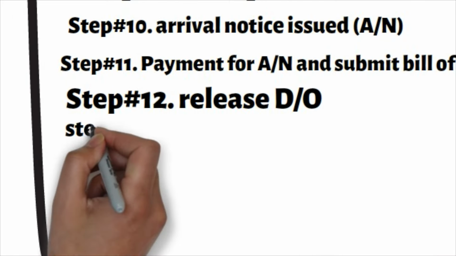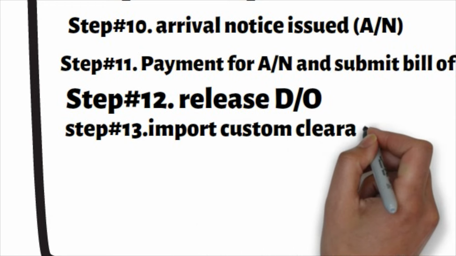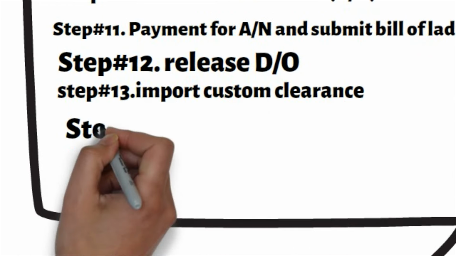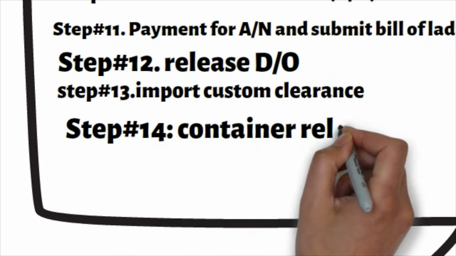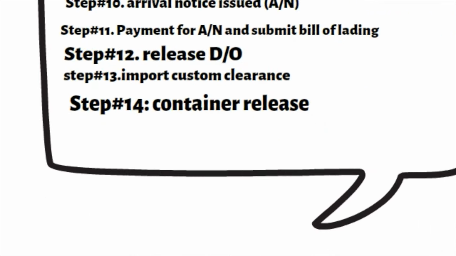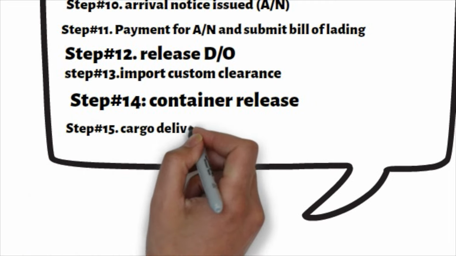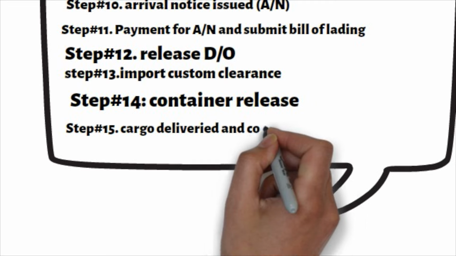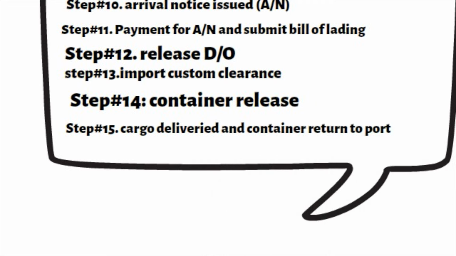Step 13. Import customs clearance. After import customs clearance is released, the container is released. This is step number 14. Then it's step number 15. Cargo delivery to home and the container returned to port. The delivery ended.